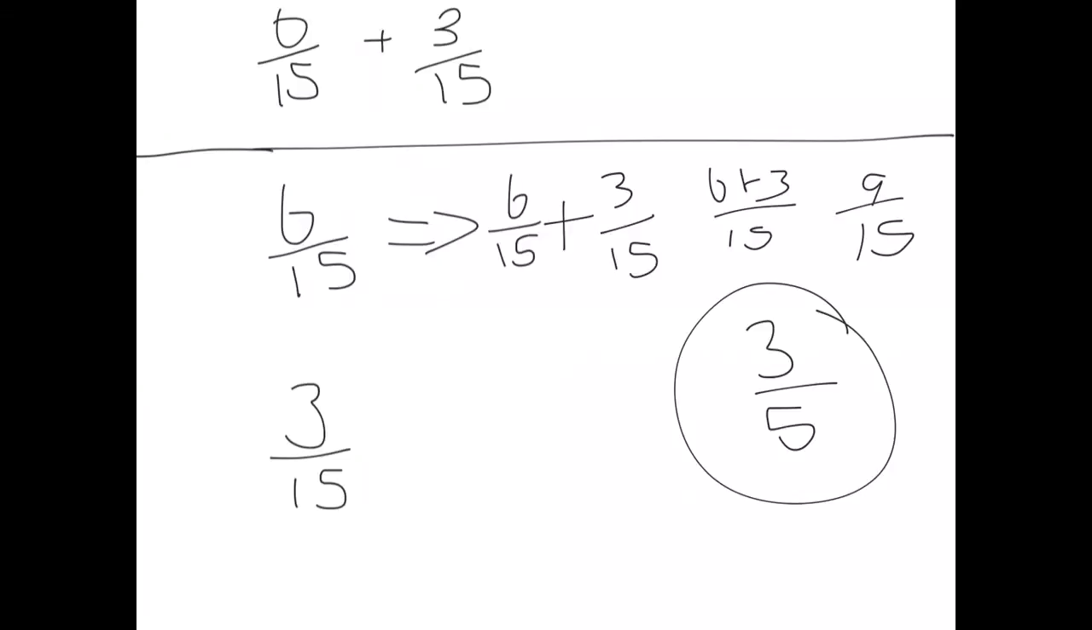I'm going to add 6 fifteenths plus 3 fifteenths. 6 plus 3 is 9. And just keep the same denominator because the denominator is the same on both sides. So 9 fifteenths simplifies to 3 fifths, and that's my final answer.